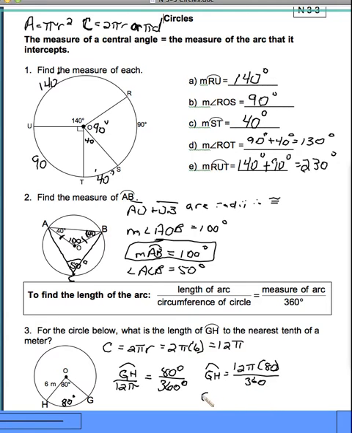We're going to put that in the calculator, using the pi button, and we get 8.4 meters. So that was a pretty simple ratio and proportion, and for the rest of this worksheet we're going to use a ratio and a proportion. Let's move on to the next part.